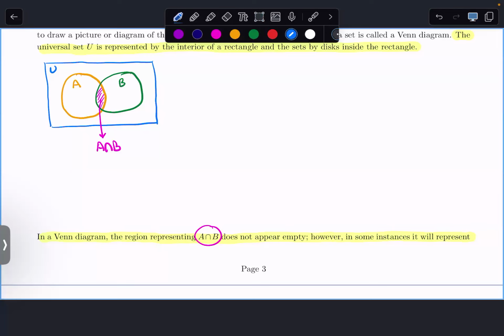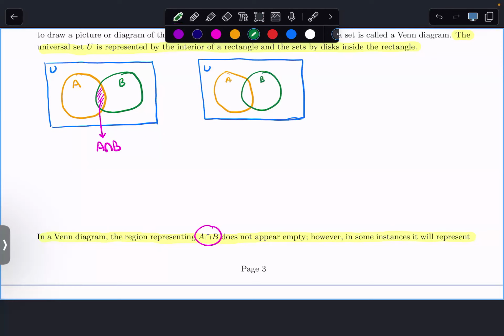What if we do the same thing? What if we have to draw the union of A or B? It was all the elements in A. Here are all the elements in A, or all the elements in B, or both.